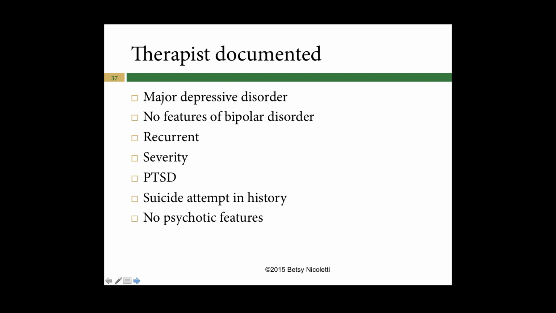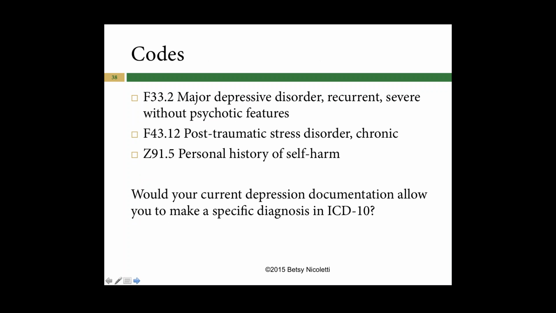So a lot of those descriptors that we see on the screen here are going to go into one code. And then we're going to have a code for PTSD and personal history of self-harm. But everything else you see on the screen is going to go into our depression code. And here it is: F33.2, major depressive disorder, recurrent, severe, without psychotic features. And then we have an additional code for PTSD, chronic. If we have one for chronic, we're going to have one for acute. And personal history of self-harm, the Z91.5, which is an equivalent to a V code that we have now.